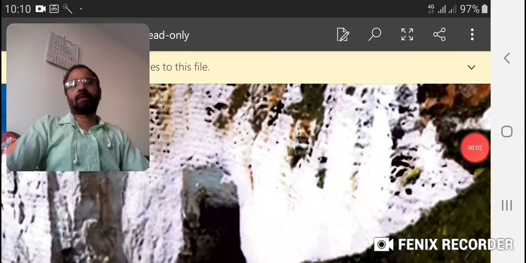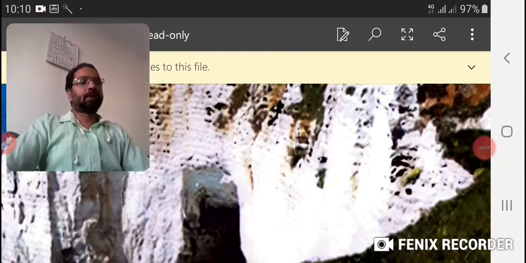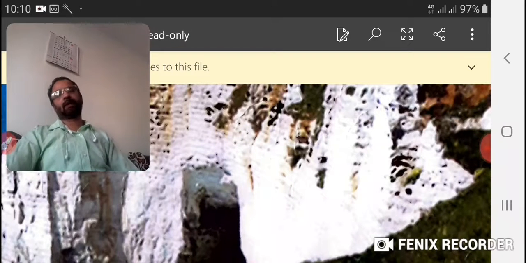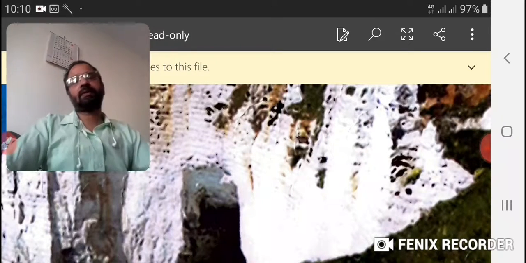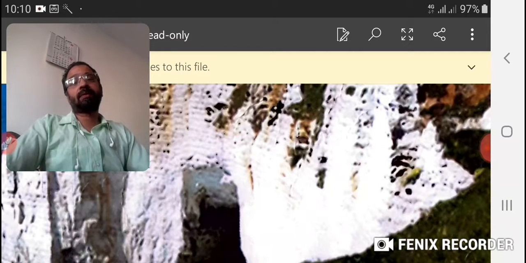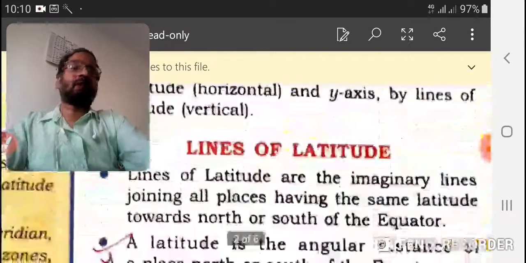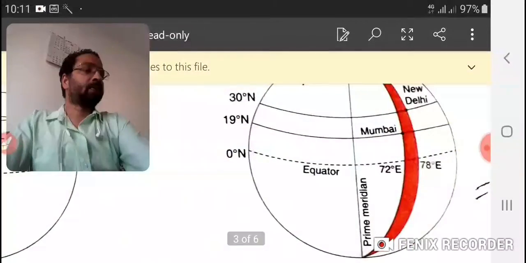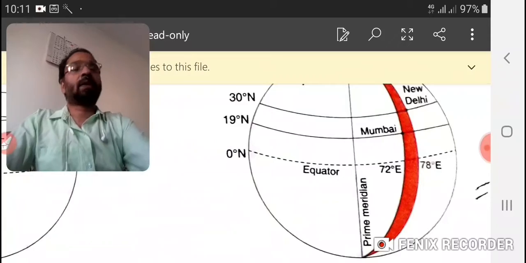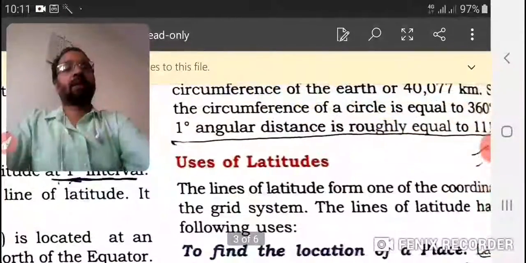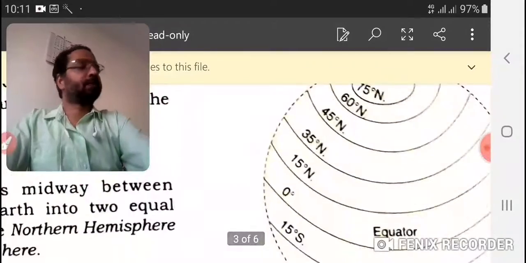Yes, dear students, now we are back to our geographical session. Chapter number 2, session number 3. In the last two sessions we were discussing the lines of latitude. Now we are going to start the lines of longitude.